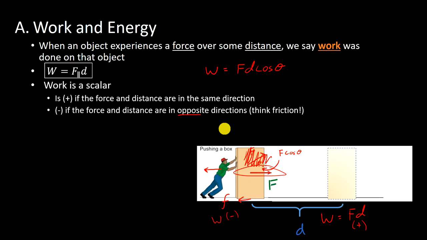Now, work has units. They should match the units for our equation. F is in newtons, of course. Distance is in meters. So the unit for work is newton meter, N·m. That's given its own special name, however. It's given the name of joules, spelled a little weird, named after a guy, Joule, usually abbreviated as just uppercase J. All right, so work is measured in joules.